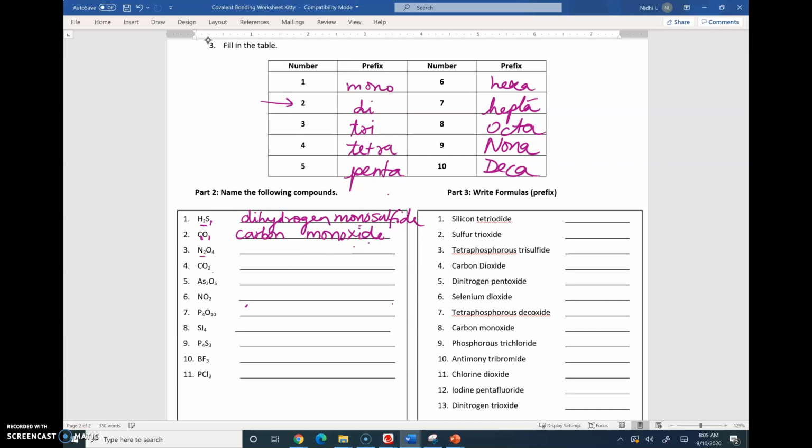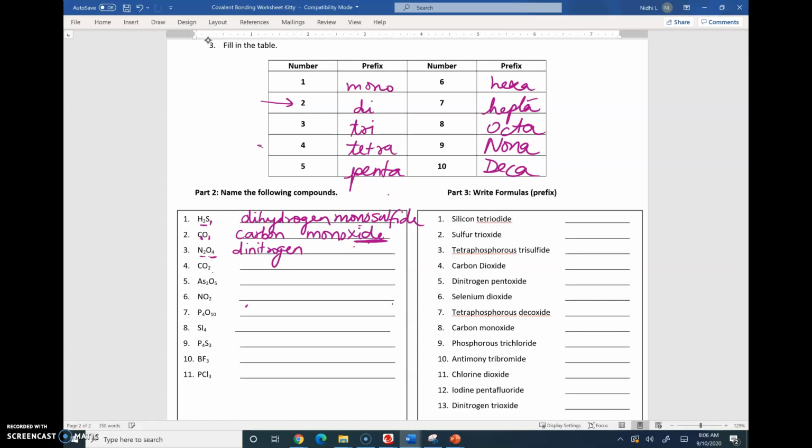Now, this one right here, for 2, once again, it's di. I'm gonna put dinitrogen. Notice the first element's name is just as you see in the periodic table, except you're adding the prefix. So the first element's name stays the same as you see in the periodic table. The only thing is that you're adding a prefix. The second element's name changes towards the ending, okay? How you end it. You have to add "ide" to the second element's name.